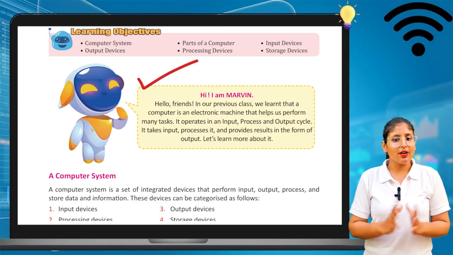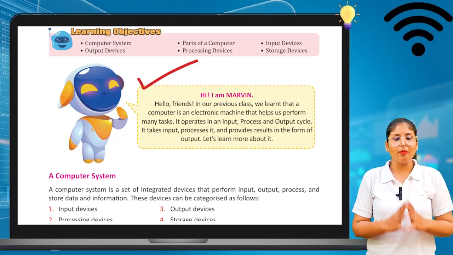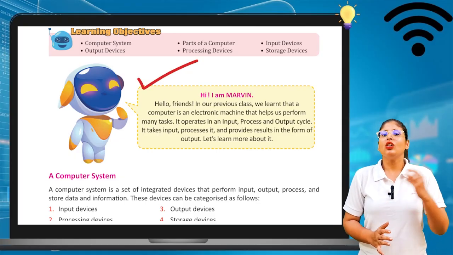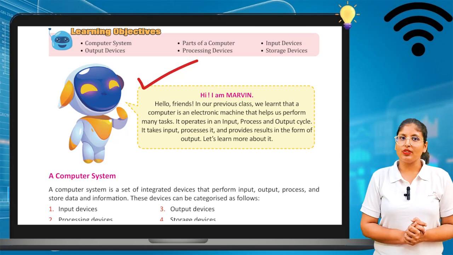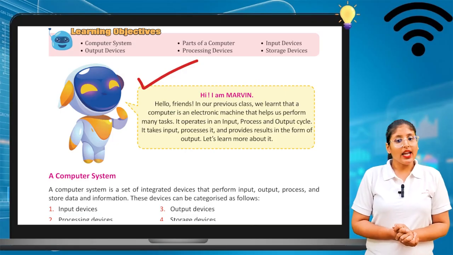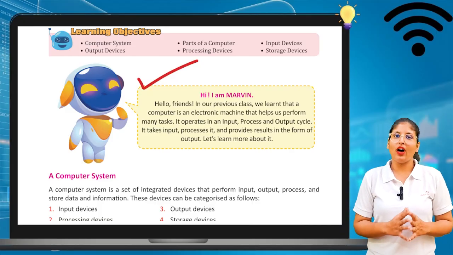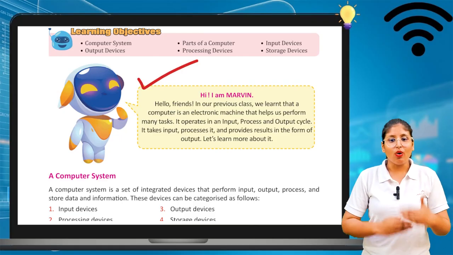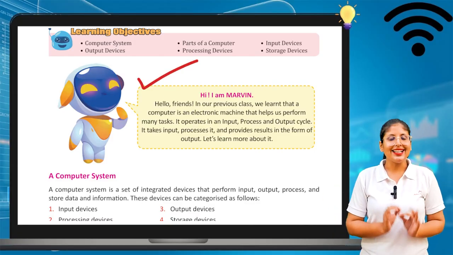Hello, friends. In our previous class, we learned that a computer is an electronic machine that helps us to perform many tasks. We all know computer is an electronic device. They help us to do lots of tasks. It operates in an input, process and output cycle. It takes input, processes it and provides result in the form of output. So let's learn more about all these things, one by one, slowly, in detail.